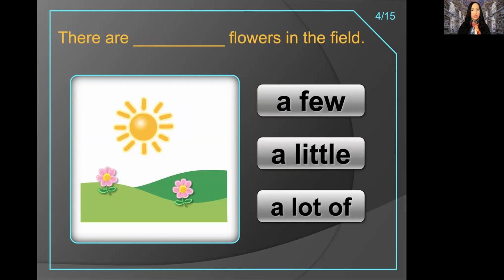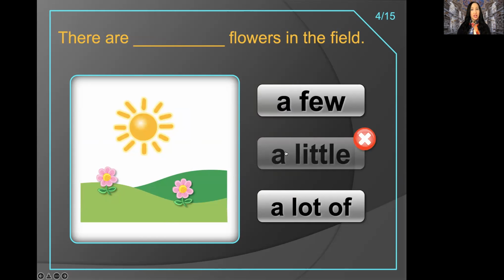Okay, look at the picture here. There are blank flowers in the field. There are a few flowers in the field. There are a little flowers in the field. There are a lot of flowers in the field. So how many flowers are in this picture? That's right, 2 flowers. So would that be a few, a little, or a lot of?